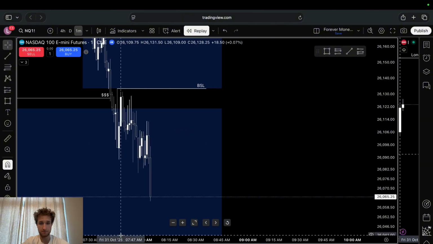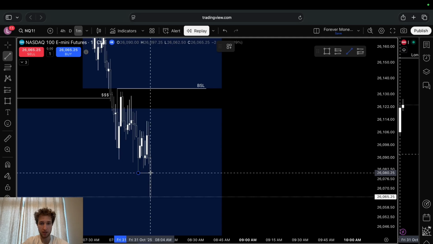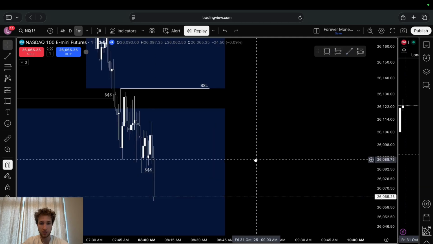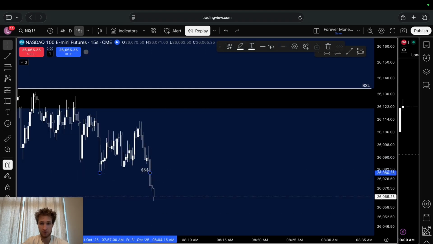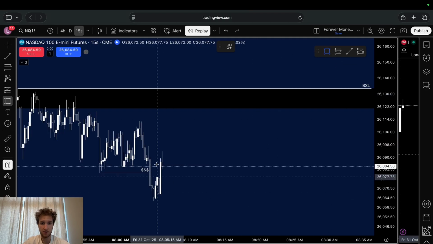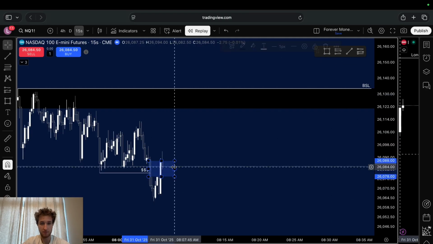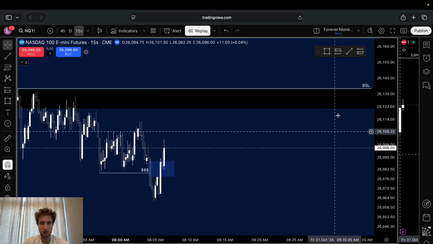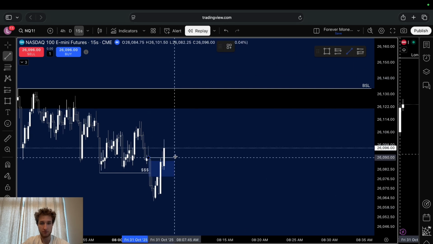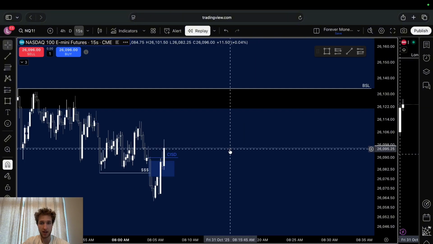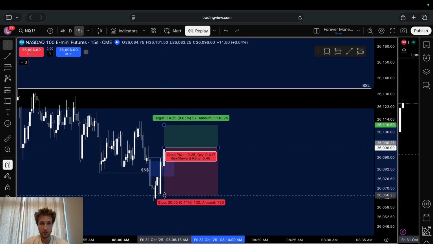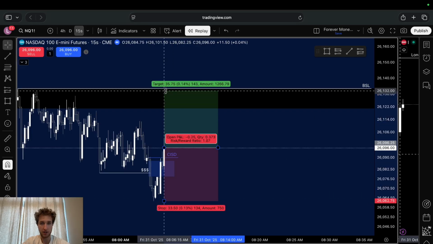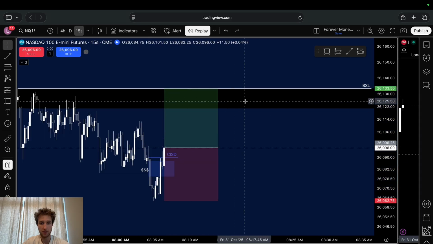So we end up having one more manipulation move, right? We have one more manipulation leg. I scale down to the 15-second, right? We end up coming up, running this 15-second fair value gap right here. We end up running this 15-second, and then as soon as we get above this 15-second change in its state, I enter long, right? Stop at the recent low, and I'm targeting buy side for like a little bit more than a 1-to-1, right?